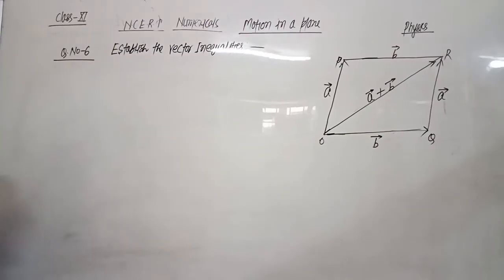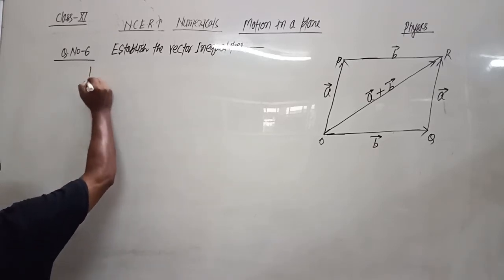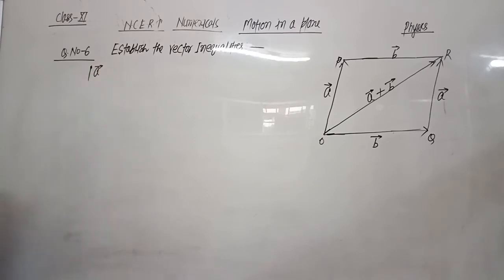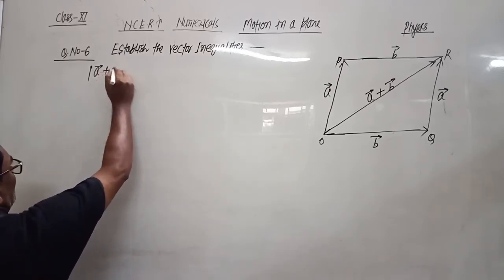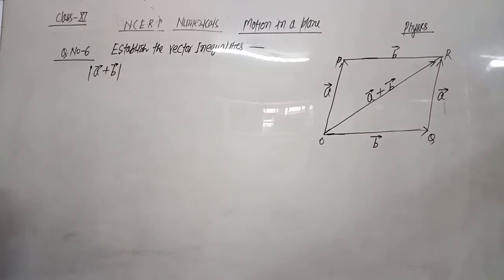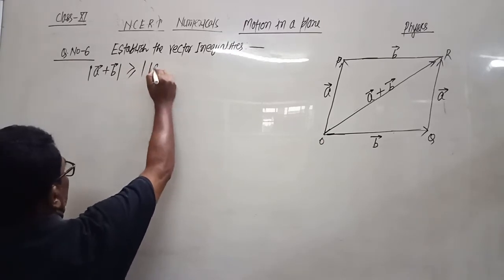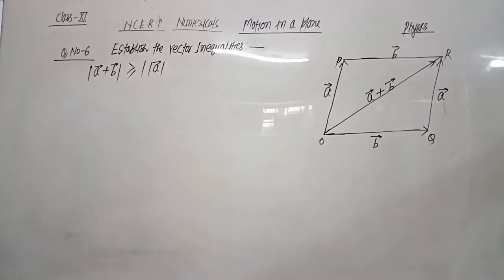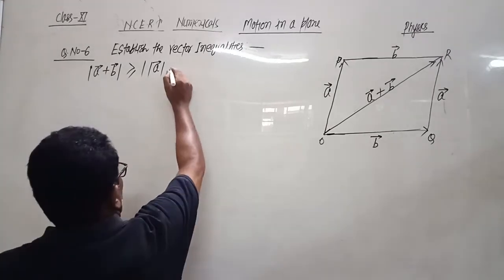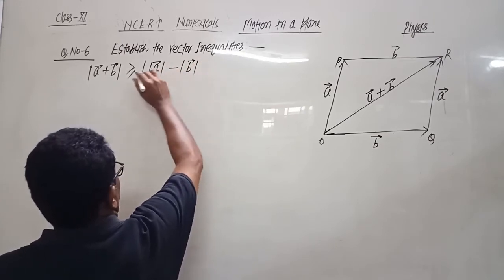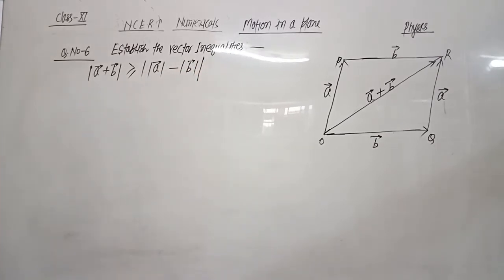Now we establish the second inequality, that is, magnitude of A plus B is greater than or equal to the magnitude of the difference, magnitude of vector A minus magnitude of vector B, with the whole in magnitude. This relation we have to establish.